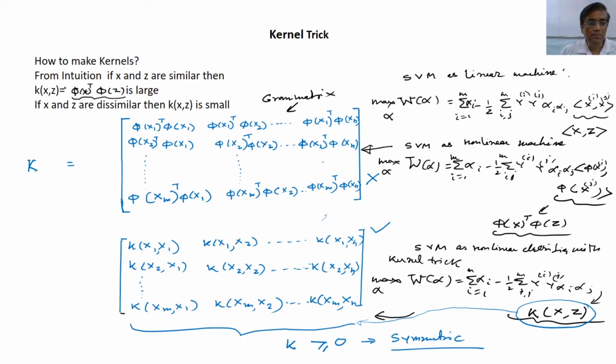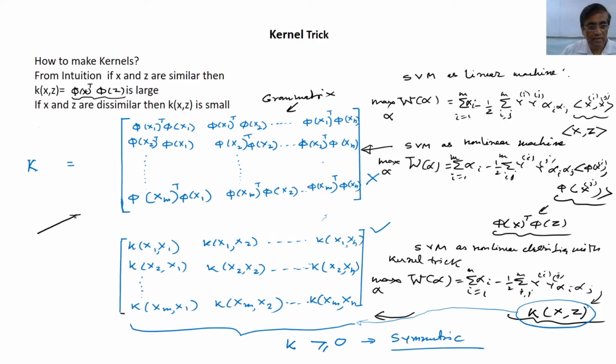From intuition, if you have two class samples, x belongs to the i class and z belongs to the j class, then if they are similar, the kernel function which you are going to design of your own should be large, and if x and z are dissimilar, then the kernel function will be small. Why? Because we are calculating the dot product.